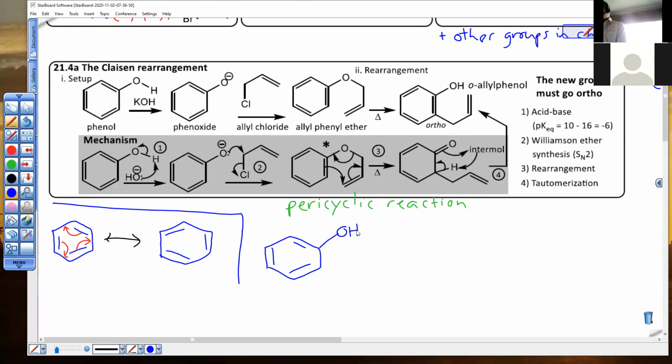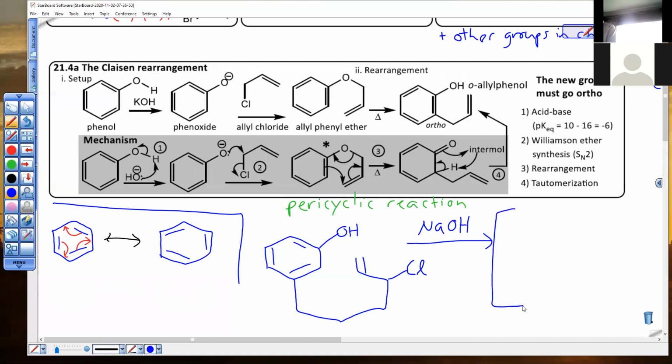And let's do this. And we'll have a double bond here, Cl here. And I'm going to react that with NaOH. And we're going to make an intermediate here. And what's it going to look like?